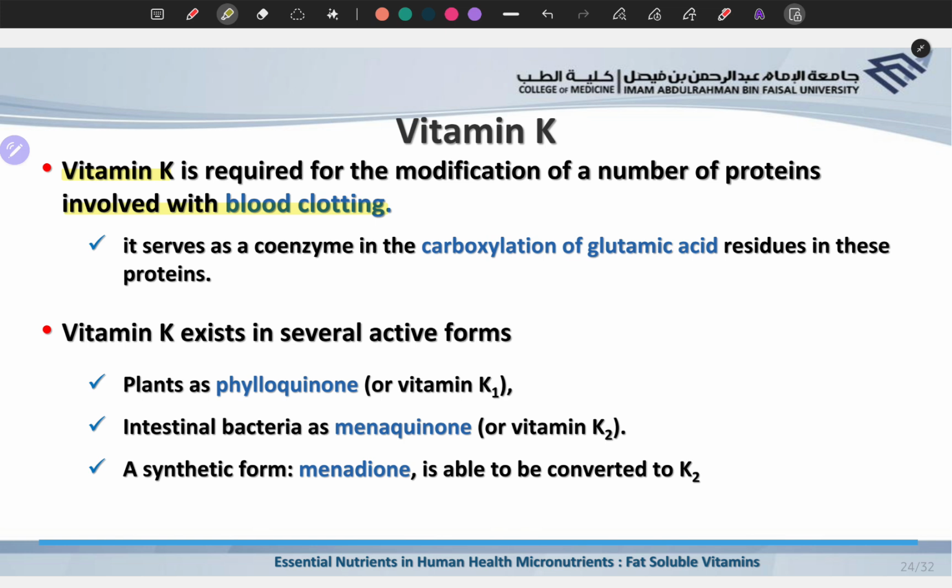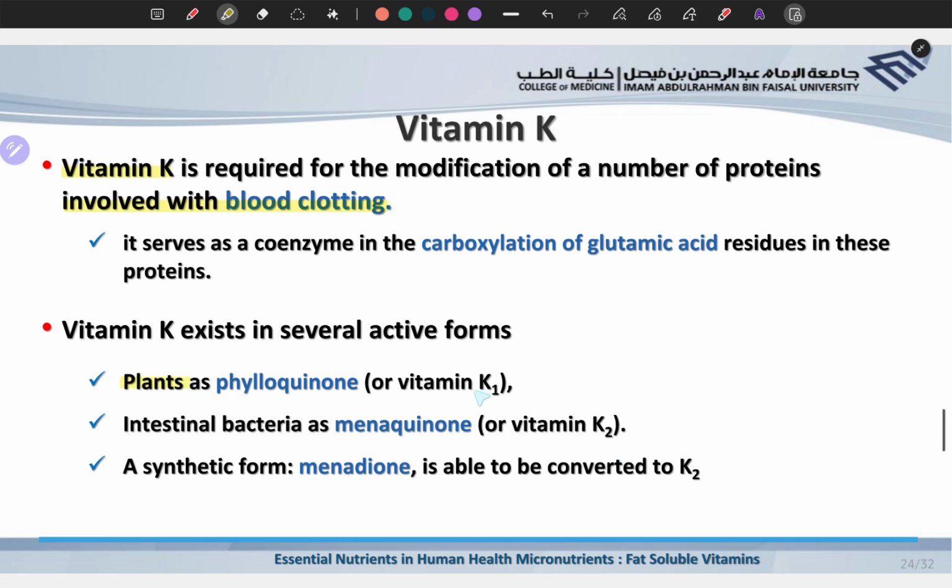So vitamin K exists in three forms. K1, K2, and K3. K1 is from plants. Remember, the K1 form is phylloquinone. P for plant, P for phylloquinone. Remember it like this. Is it clear?